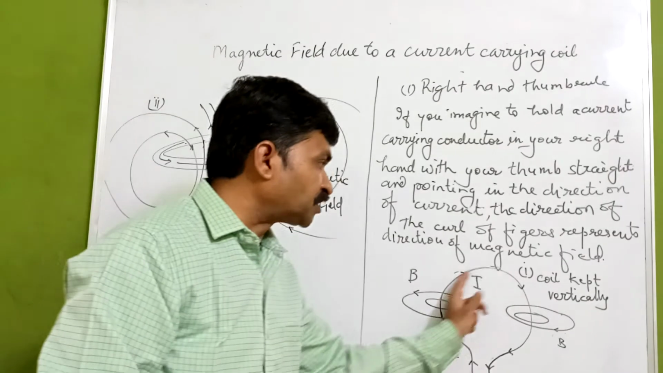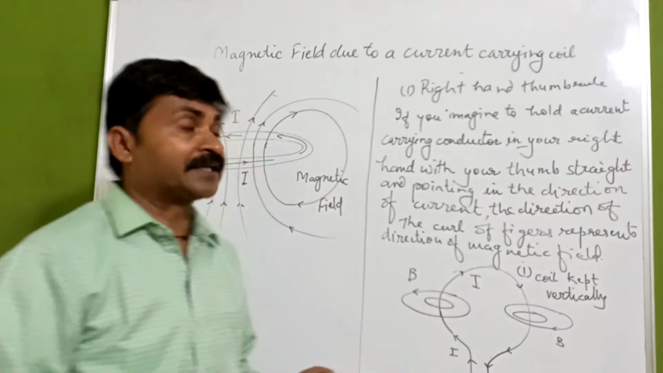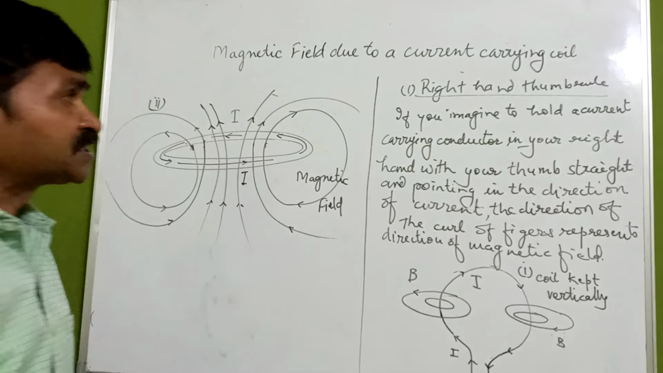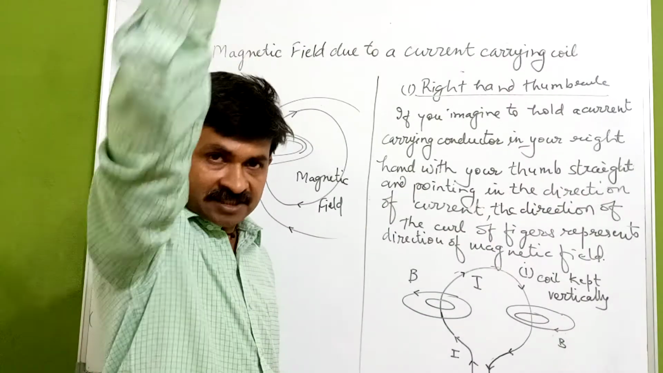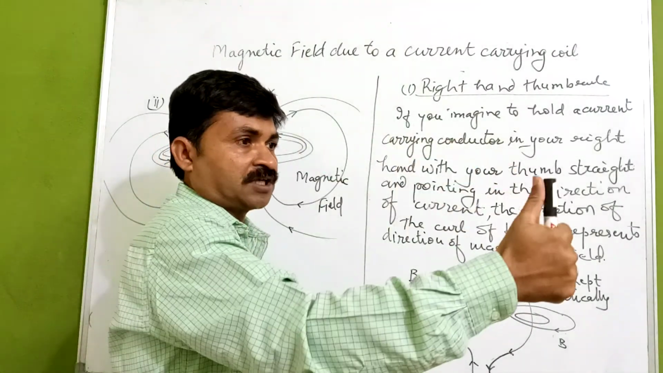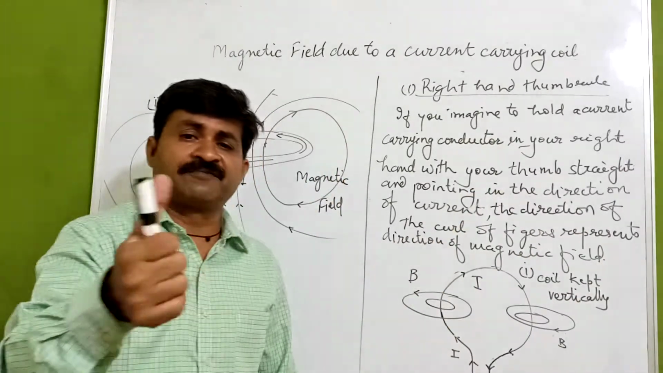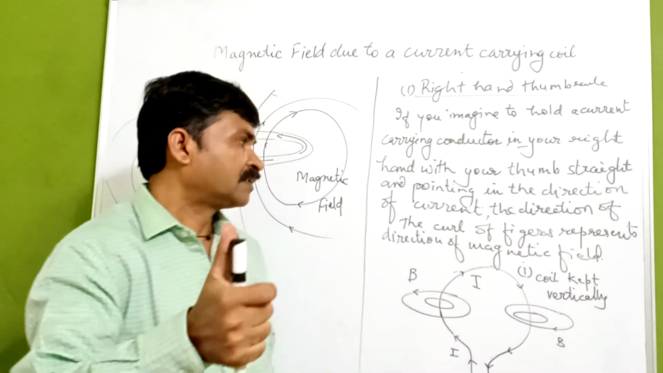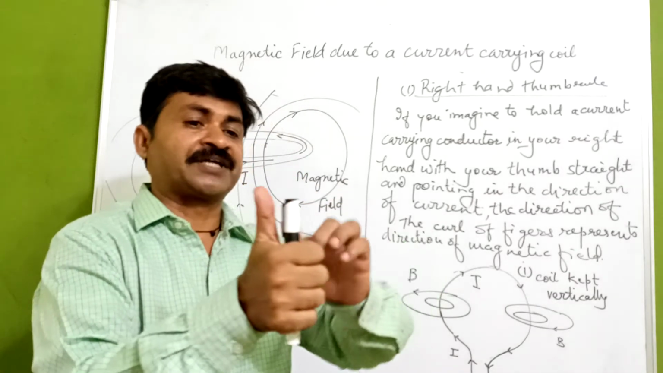This shows the direction of the current here. Now, for the direction of current or magnetic field, we have the right hand thumb rule. If you imagine holding a current carrying conductor in your right hand with your thumb straight in the direction of current, the curl of the fingers represents the direction of the magnetic field. This will give the direction of the magnetic field.